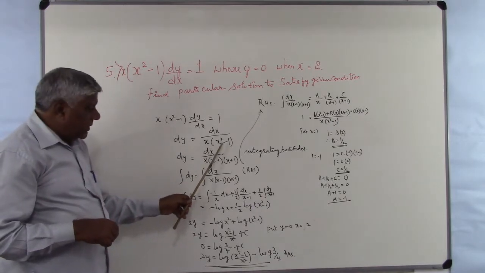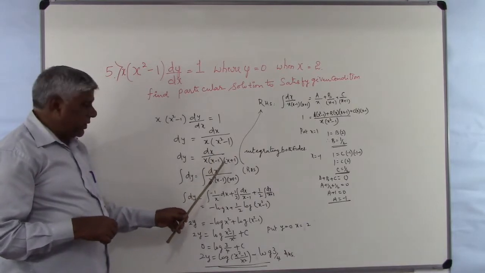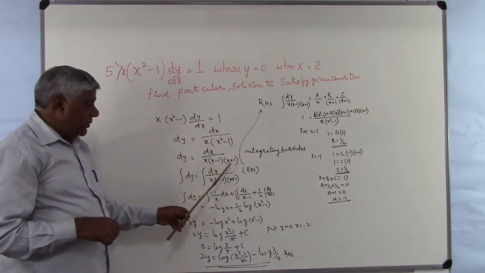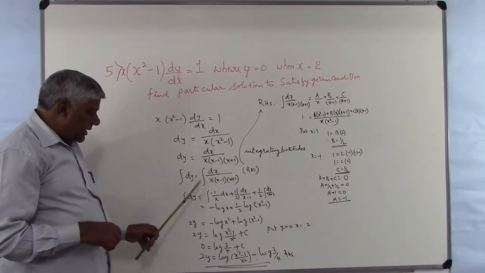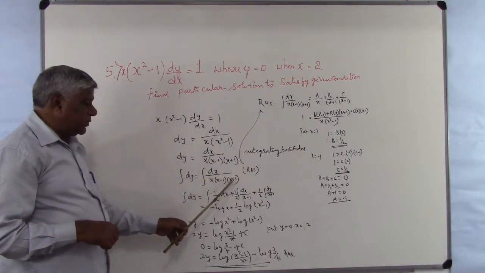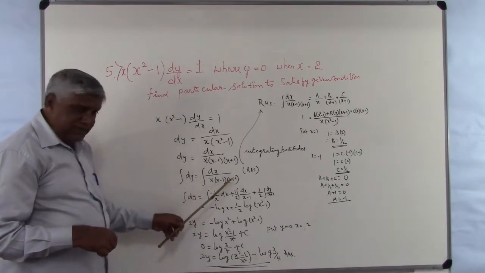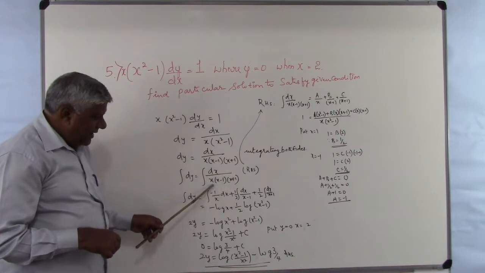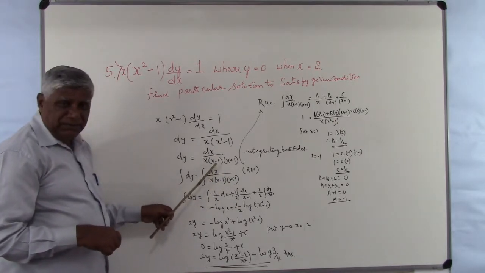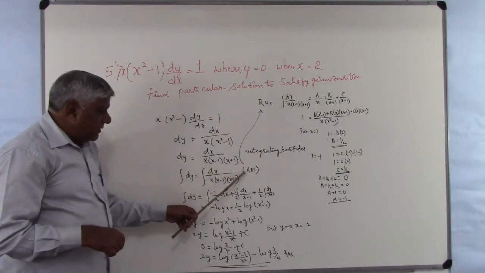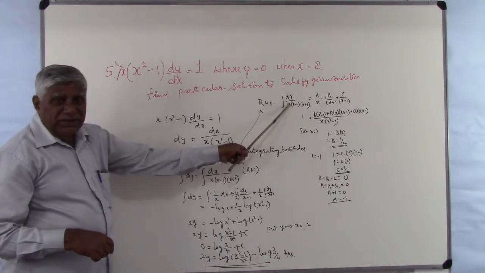This is a² − b² = (a + b)(a − b), that is (x − 1)(x + 1). Now, therefore, integrating both sides, ∫dy = ∫dx over x(x − 1)(x + 1). See, this particular RHS is a partial fraction method. We have to integrate by partial fraction method. That method we have shown separately here.